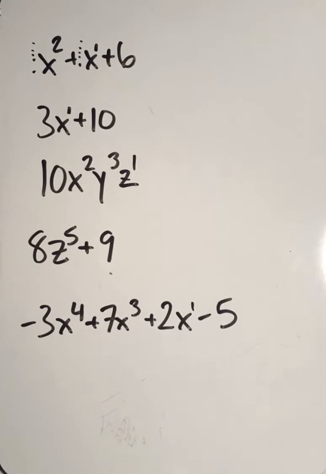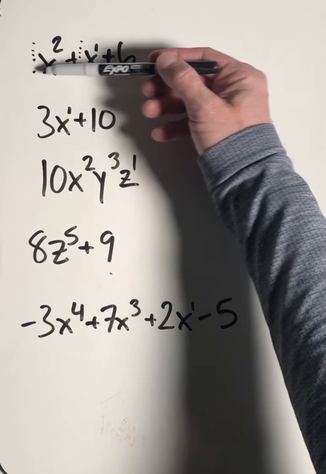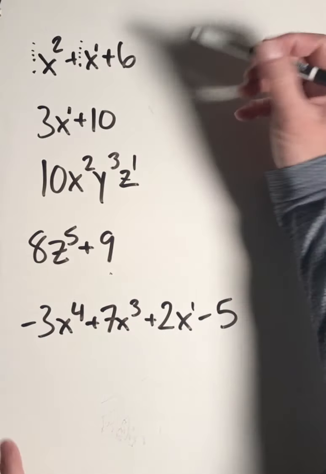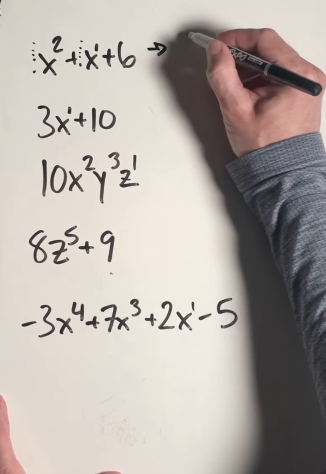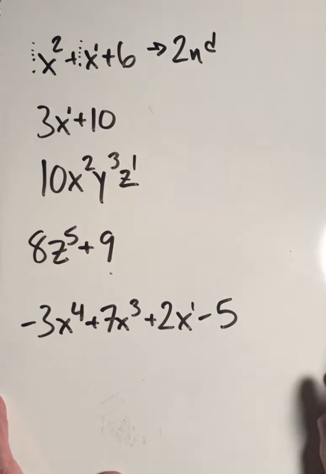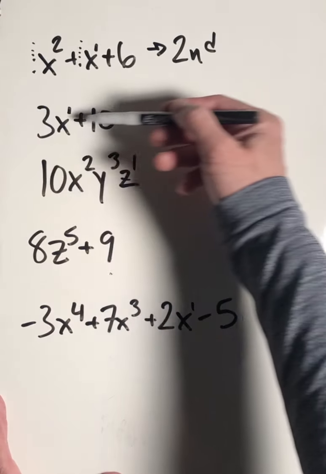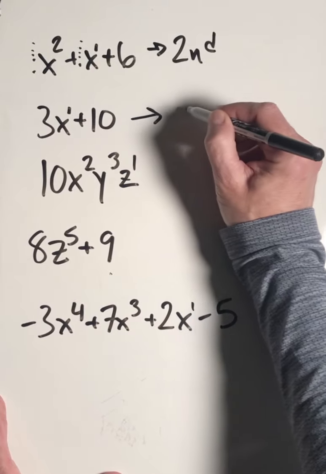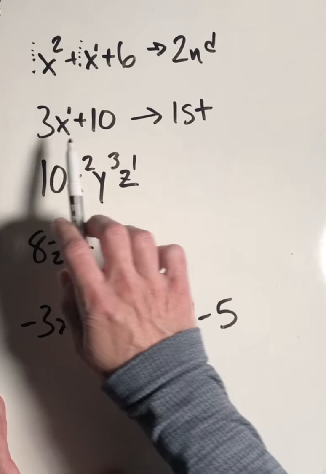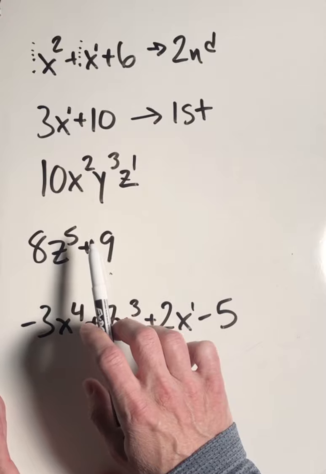When we're talking about different terms or expressions of terms, we can call them by their degree. What the degree means is the highest exponent of any of the terms altogether. So here, the highest exponent of any of these terms is 2. So we would say that this is a second degree term, or polynomial. This is a first degree polynomial because the highest exponent is 1.